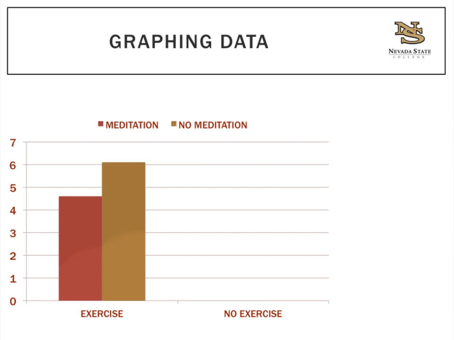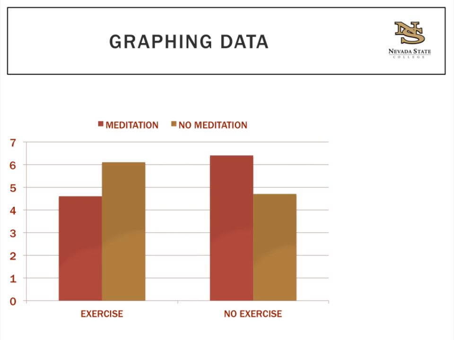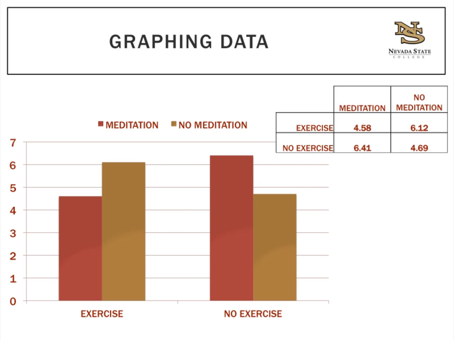So in this case, we see a slightly different pattern. We see that participants who are in the exercise condition are getting better sleep if they don't meditate. So exercise alone is working better than exercise plus meditation. If we look at the non-exercise group, we're actually getting the opposite effect. Participants are sleeping better if they are meditating than if they are not meditating.